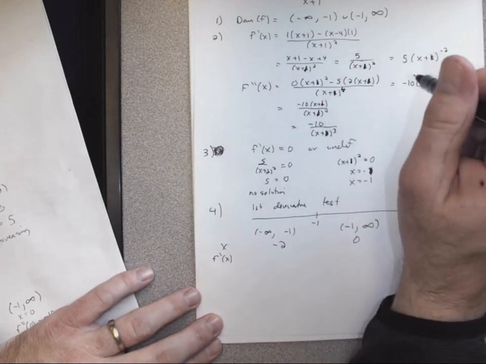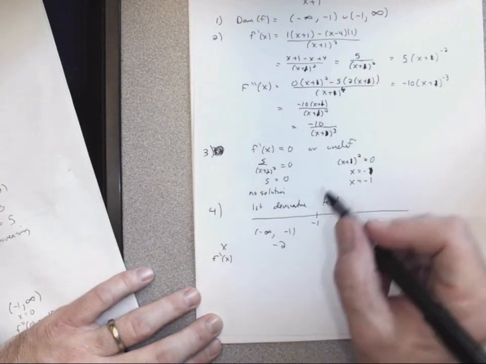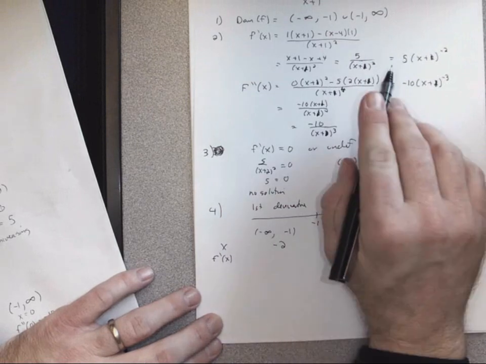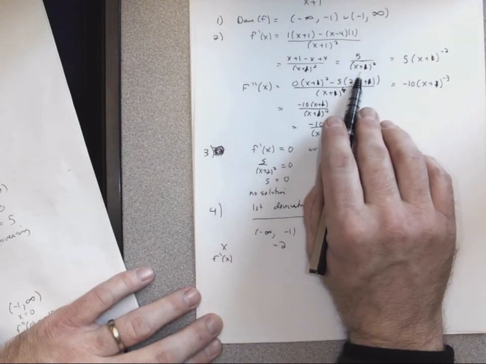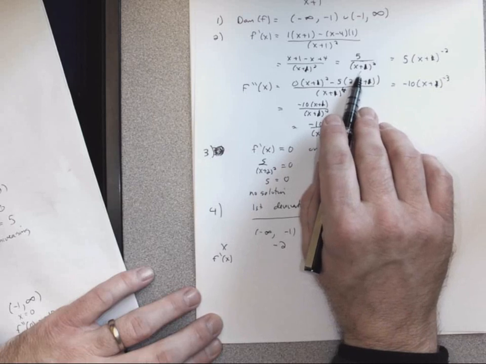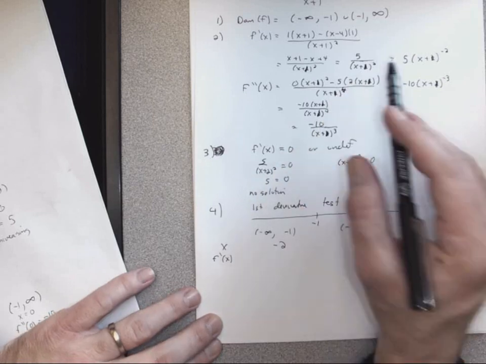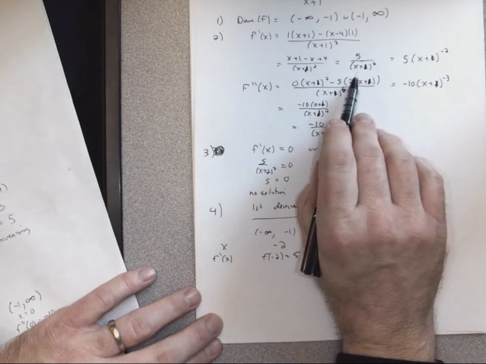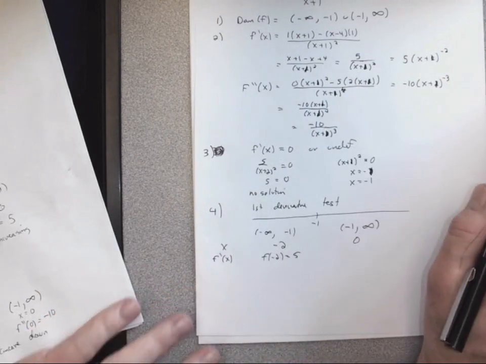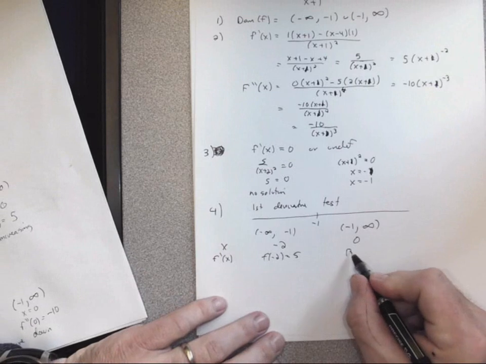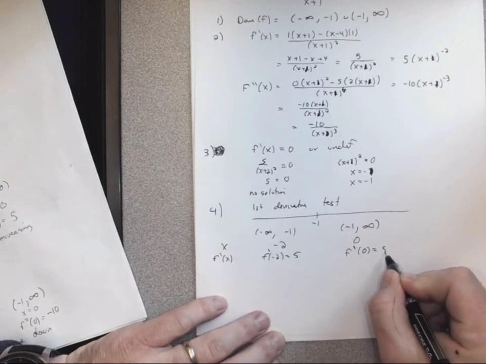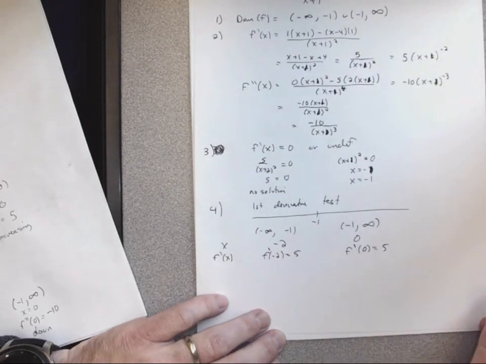So plugging it into the derivative, which is right here, this is going to be kind of nice. When you plug in negative 2, the bottom becomes negative 1. Negative 1 squared is 1, so this is going to spit out 5. So f prime of negative 2 is equal to 5. If you plug in 0, it's going to be 5 again, yep. So f prime of 0 is also going to be equal to 5. Just plug it into this.